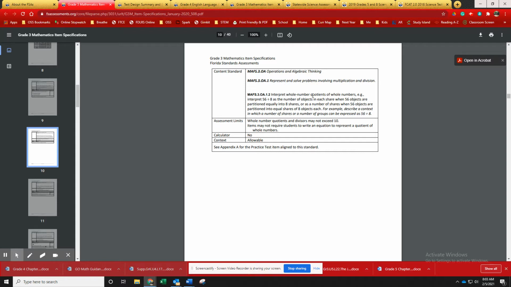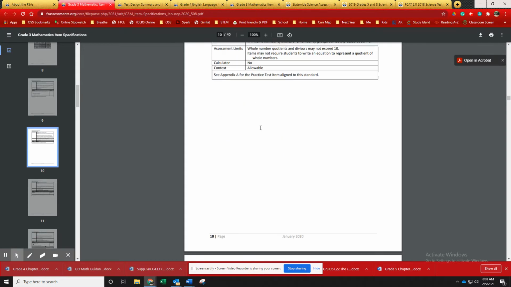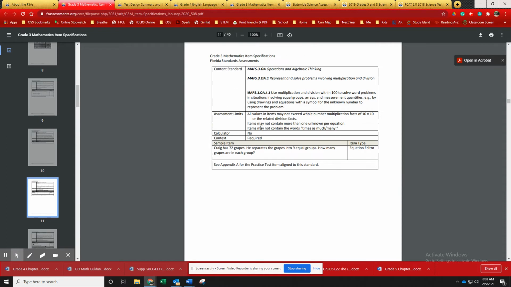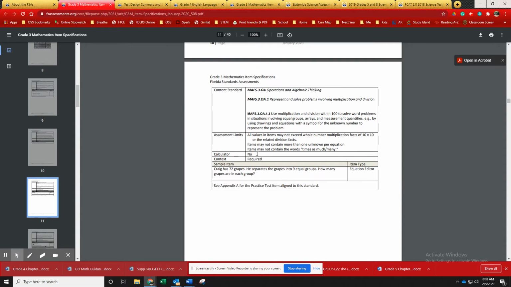So this has whole group, and it has equal shares, all of that. This one has no calculator allowed, but then it will tell you it's only going to go in the 10 by 10. It's not going to go above 100. So when you're teaching this and your book says, oh, we're doing this today, really? Is it actually part of the Florida standards? Then you may need to skip it.